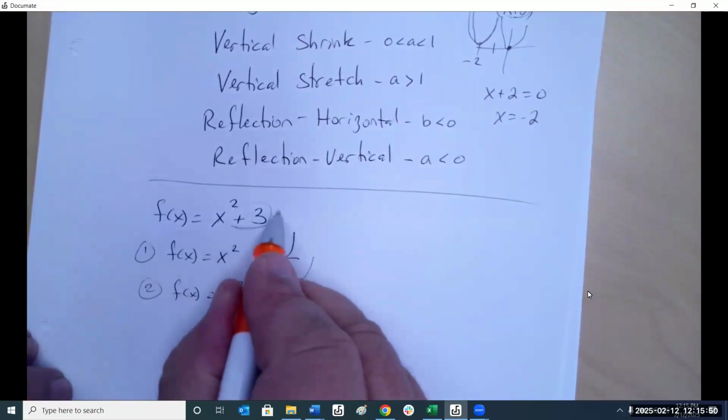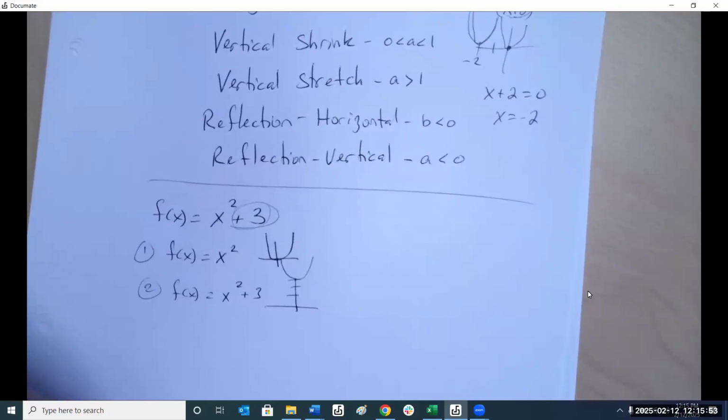Again, if it's outside, it's a vertical. And it is what it is. If it's positive 3, it's up. If it's negative, it's down.